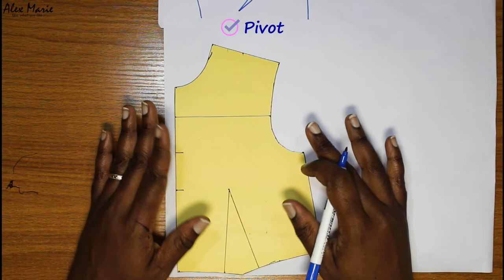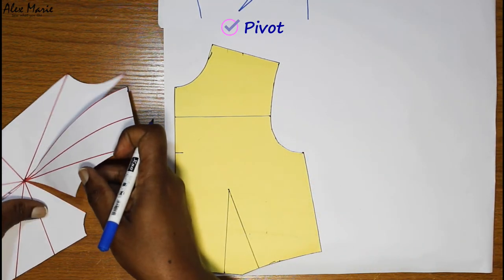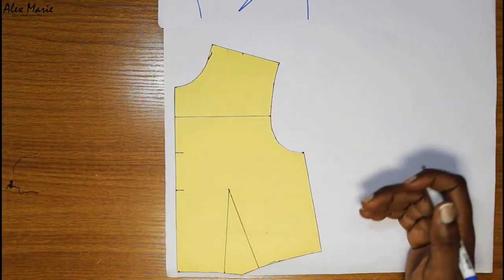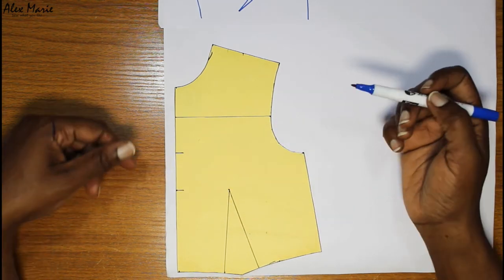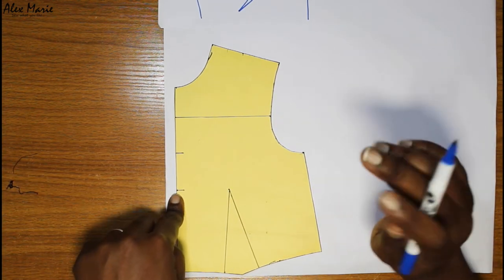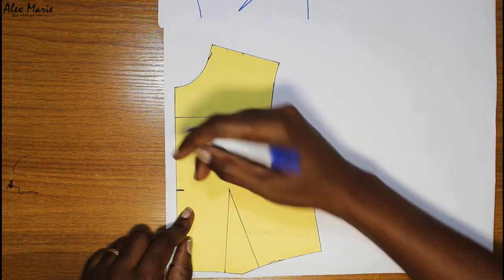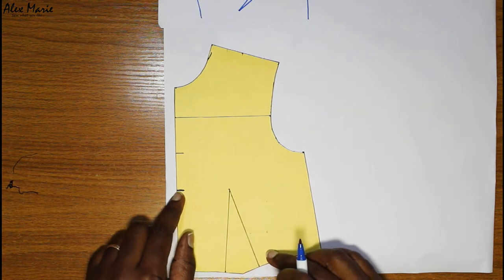For the pivot method, it's the same thing. We already have our dart positions. I can pick any one, it doesn't matter. Let's say I want to move the dart to center front. I note down where I want to move it to. Now that's the important thing. I know that I want to move this dart here. So I've noted down that line, okay?